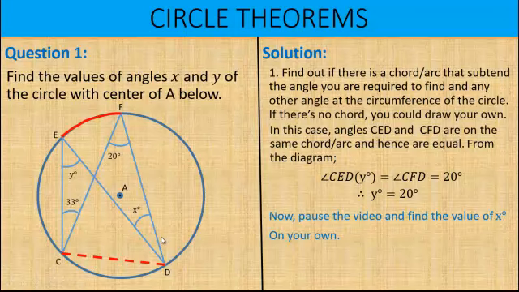Therefore, you write that angle EDF, which is x degrees, is equal to angle ECF, and that is 33 degrees. Therefore, we can conclude that x degrees is equal to 33 degrees. You see how simple it is? If you still find it difficult to understand, go back and watch it again.